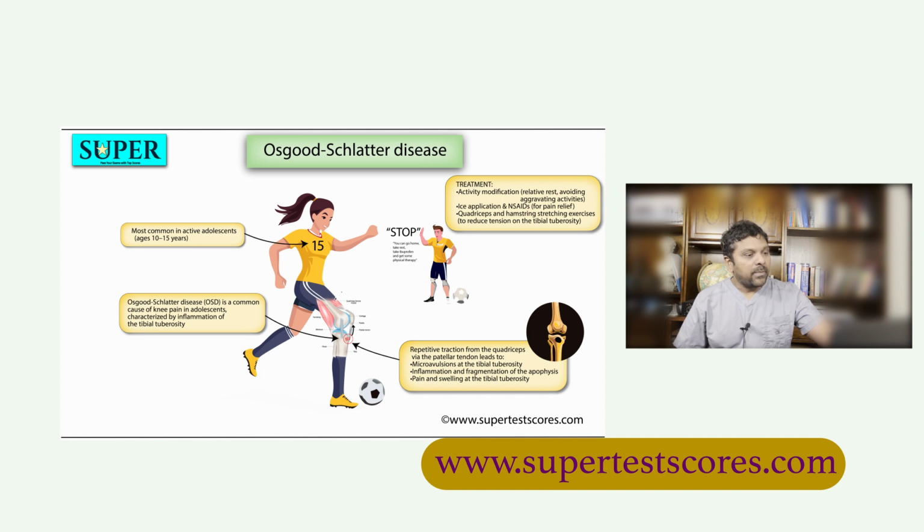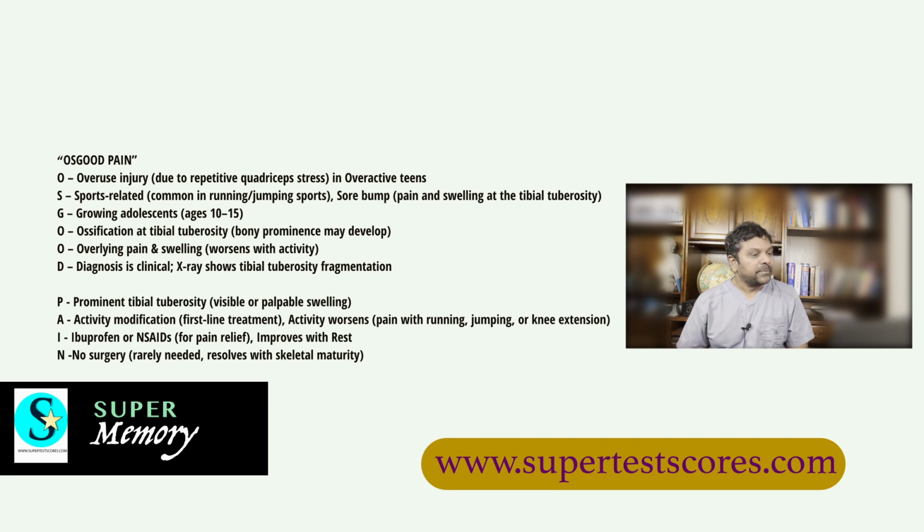Then I also made up a mnemonic, Osgood pain. In Osgood pain, O is for overuse injury in overactive teens. S is for sports-related injury. You can also say sore bump at the tibial tuberosity. G is for growing adolescents. O is for ossification at tibial tuberosity. And then another O is overlying pain and swelling. And the D is diagnosis is clinical.